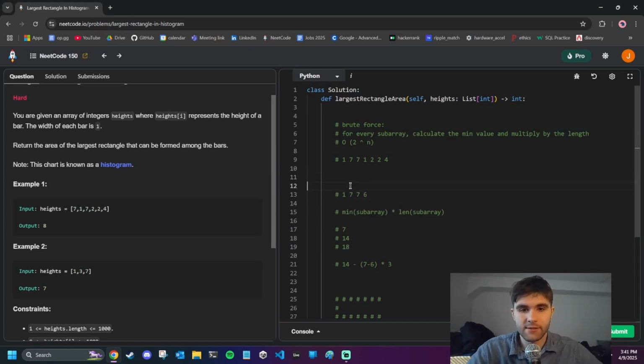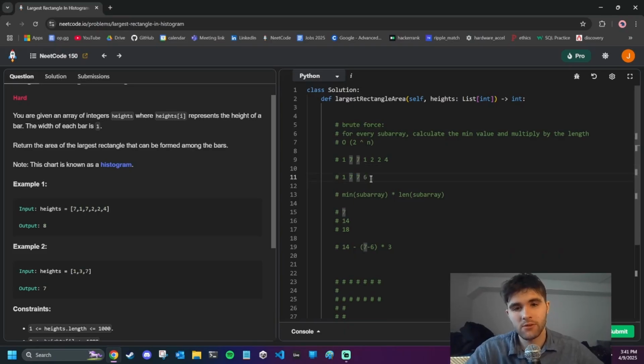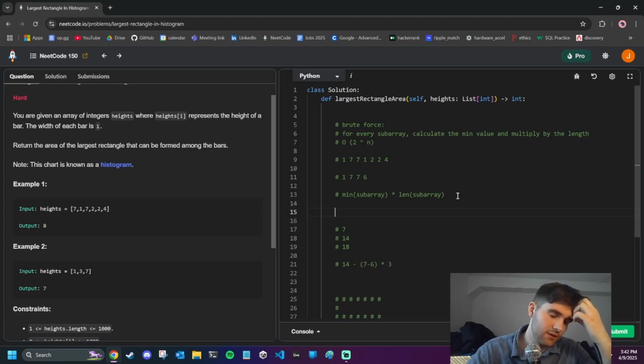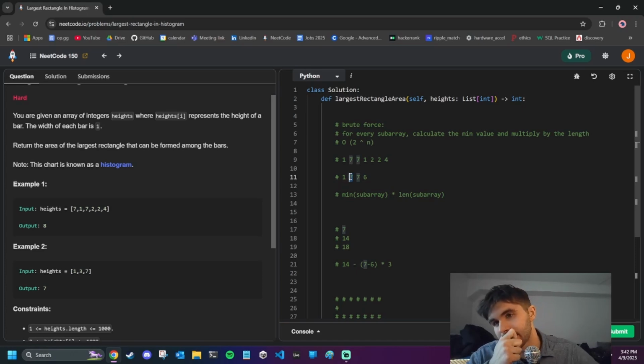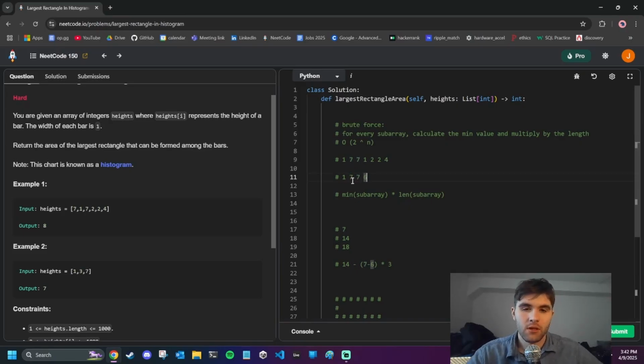But then that brings me to my case of 1, 7, 7, 6. So how could we use a stack here to know? I guess maybe since we've increased, maybe we can think if this formula is less than if we just started a new rectangle, well, not necessarily. My question is, how do we know when to start a new rectangle?